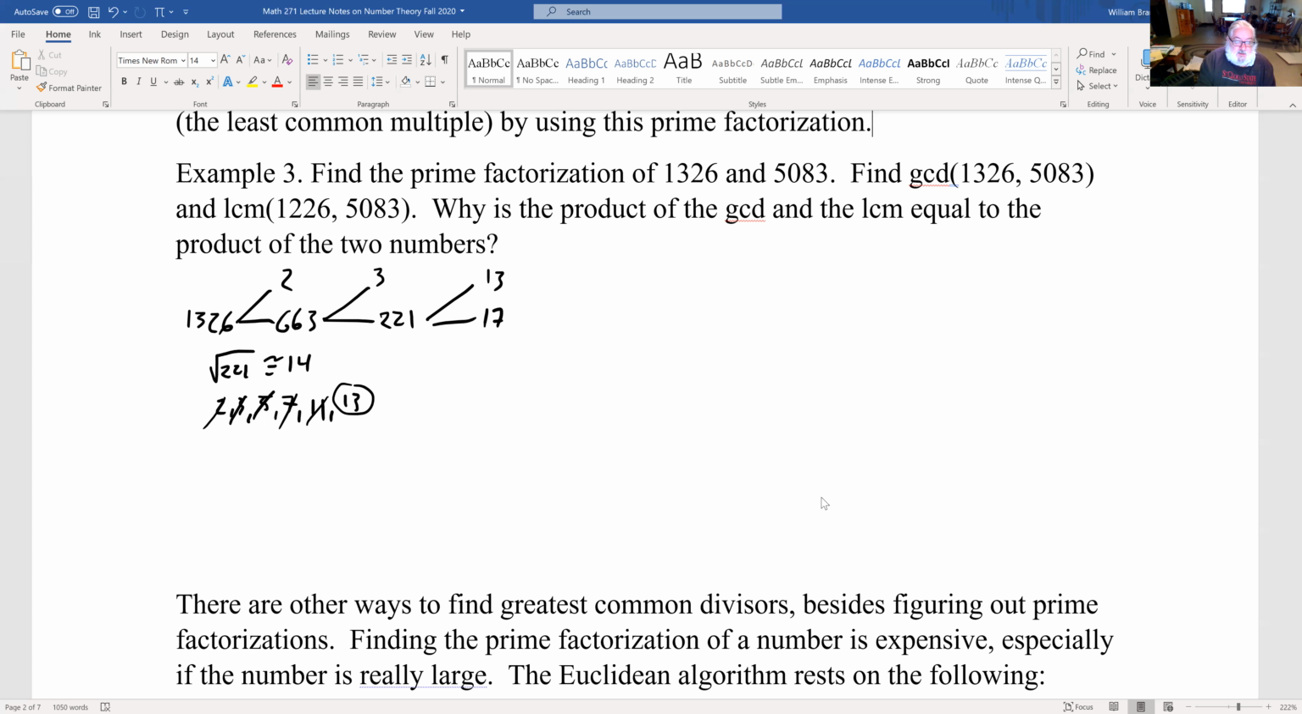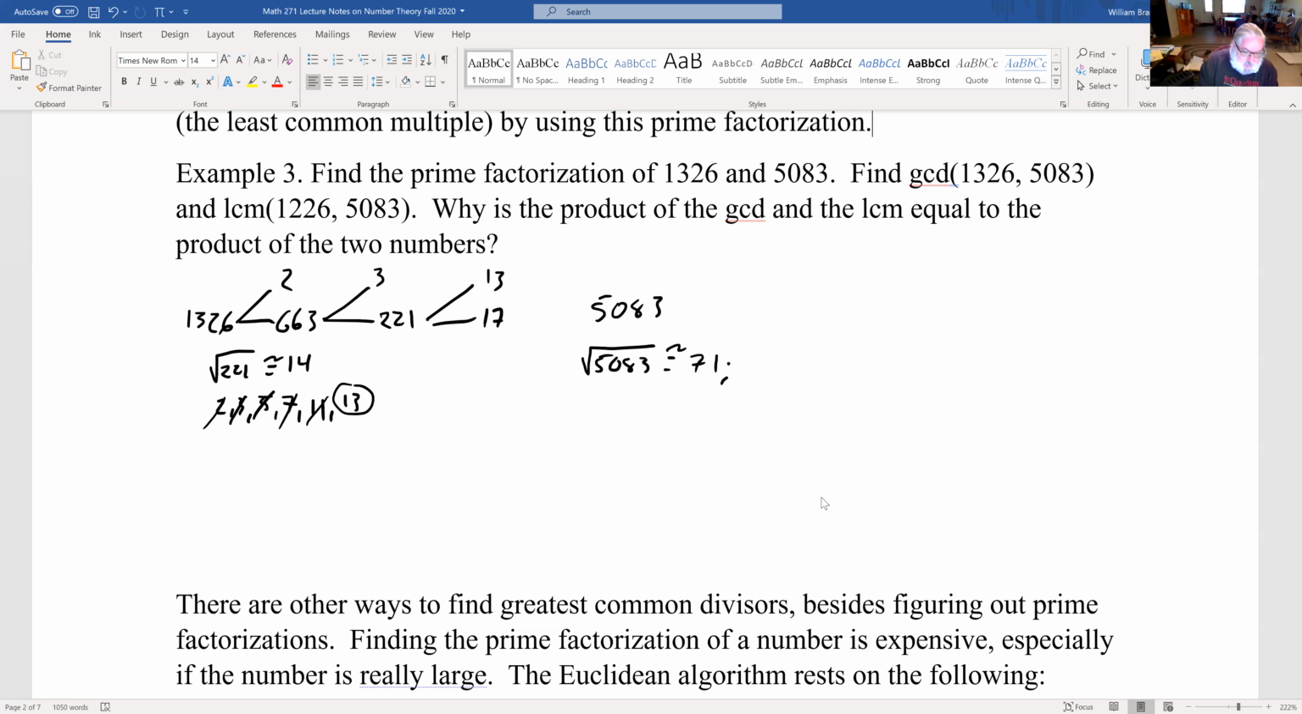Great. What about 5083? If we want to factor this, how many things do we have to look at? Well, we know that it's not divisible by 2 because it's odd. We know it's not divisible by 3 because 3 plus 8 plus 5 is 16. And we know it's not divisible by 5 because it doesn't end in a 0 or a 5. So that means we're going to have to look at more prime numbers. What's the square root of 5083? That's about 71. So technically we have to check all the prime numbers up to 71 to see if they divide 5083.